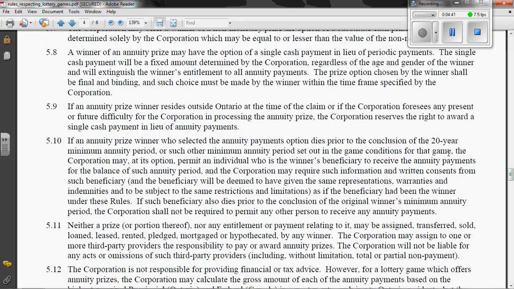Notice later on in the prize it says the annuity prize winner, if they happen to die before the conclusion of the 20-year minimum. So this Cash for Life is at least 20 years, which is pretty cool. If you happen to die before the end of the 20 years, then you can transfer the money over until the 20-year minimum is up. Well, the question is, should I keep taking the $2,000 a week, or should I take the cash up front?